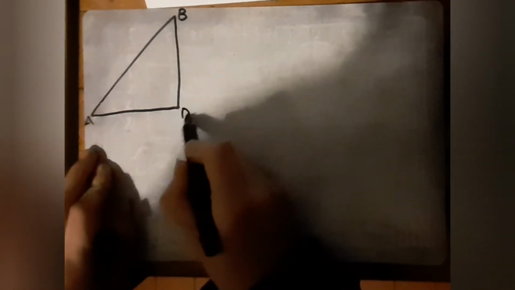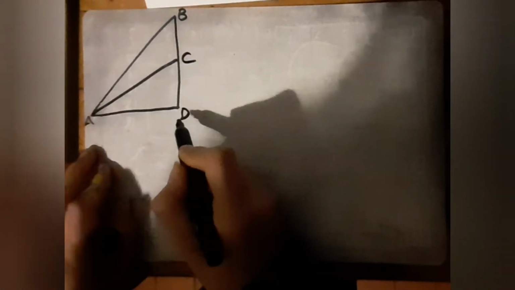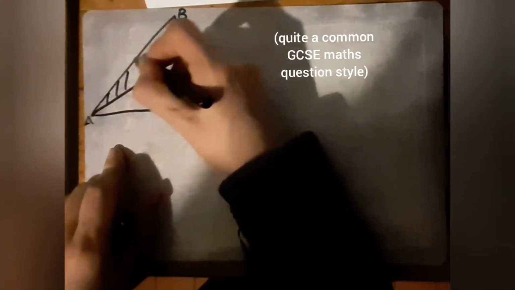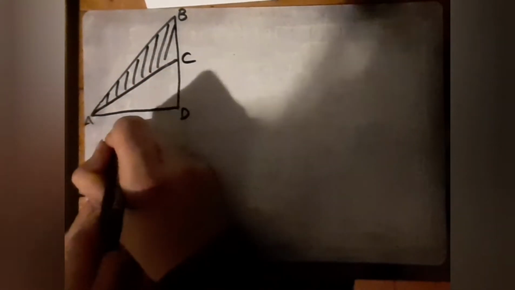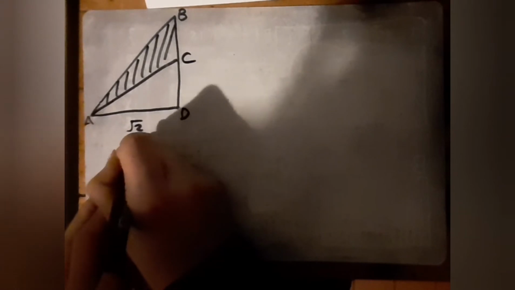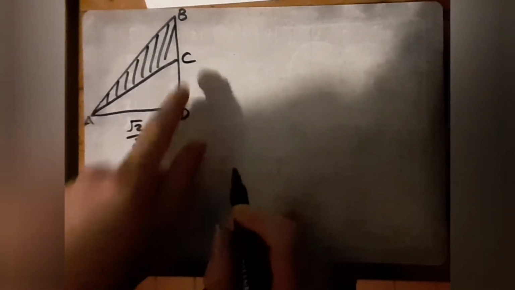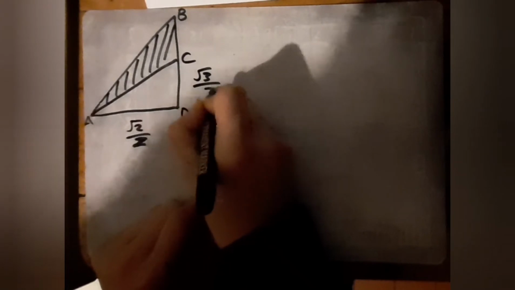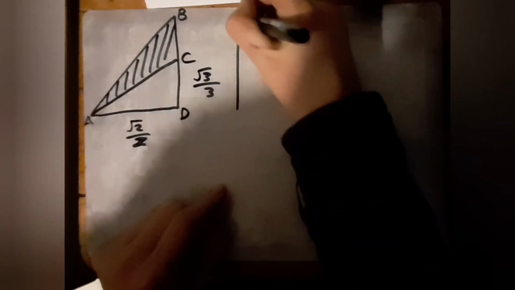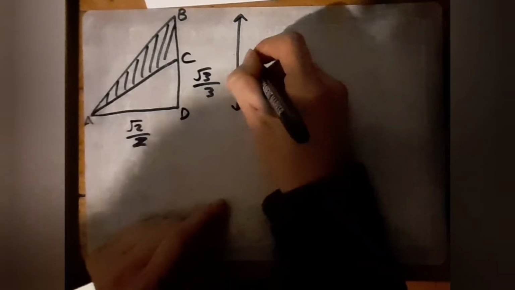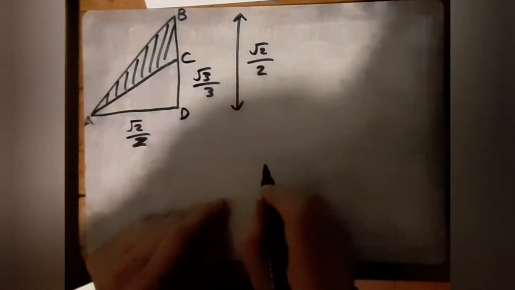I've also got another area question, but this one's about the triangle rather than the trapezium. So here we've got one triangle A, B, D, and in the middle of it we've got another one, A, C, D, and we're trying to work out the area of this shaded section. A to D we know is √2 over 2. Then CD we know is √3 over 3. And we know BD is √2 over 2.